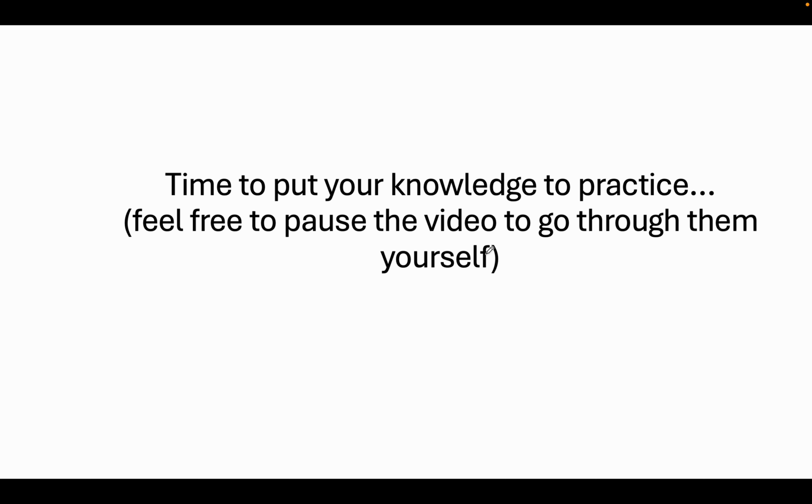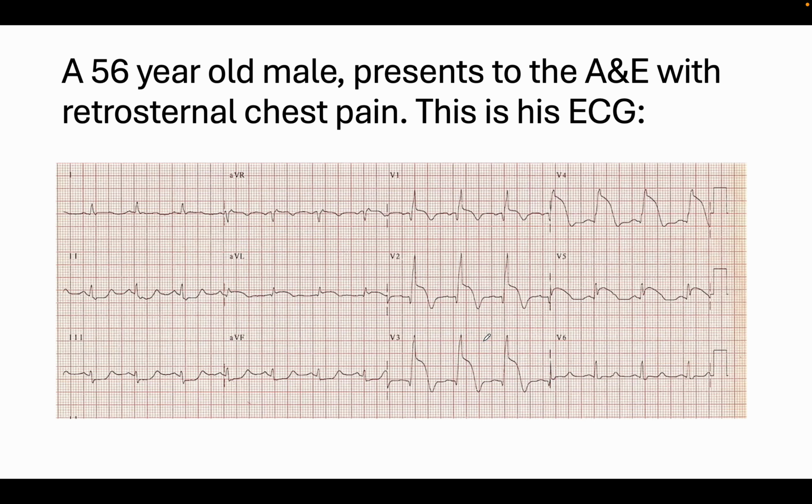So time to put your knowledge to practice. So we'll go through some examples now. Feel free to pause the video, work it out yourself, and then I'll show the answer and we'll go through it. So a 56-year-old male presents to A&E with retrosternal chest pain. This is his ECG. Feel free to pause the video, work it out, and then the answer will pop up.